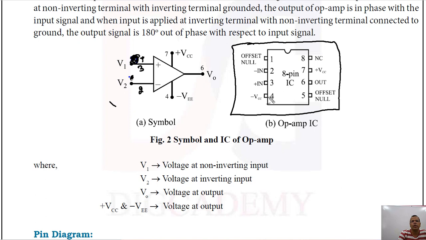Pin 4 is minus VCC or minus VEE. Pin number 7 is plus VCC. Pin number 6 is output, and pin number 8 is not connected. Pin number 1 and pin number 5 are used for nullifying the offset voltage at the output of the op-amp. Fine. So we have discussed the symbol and the pin diagram, that is the 8-pin IC of the op-amp.